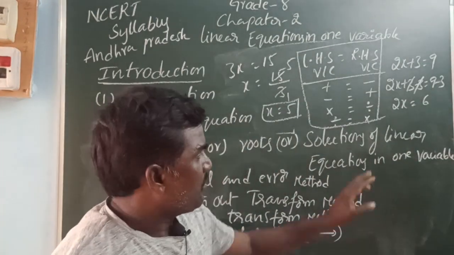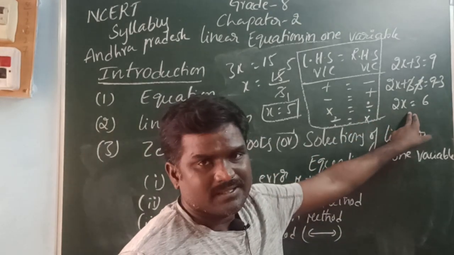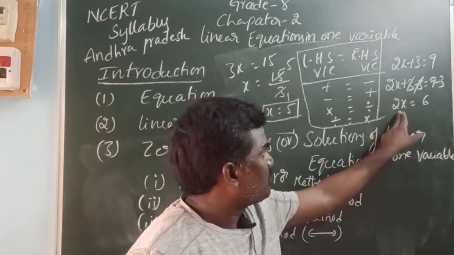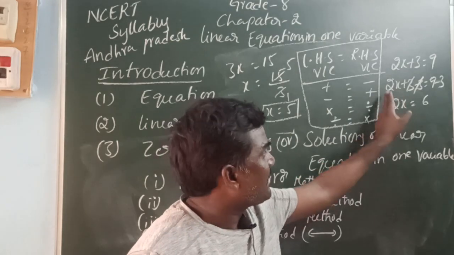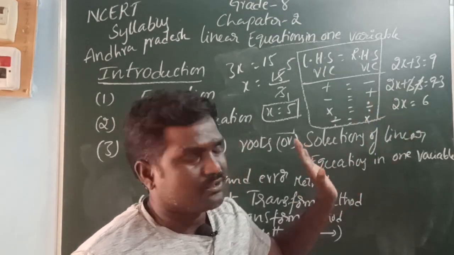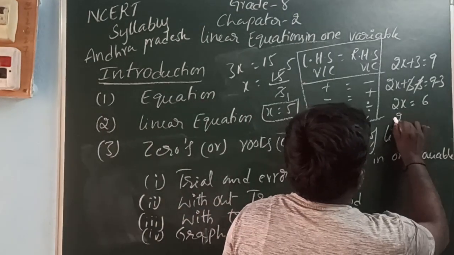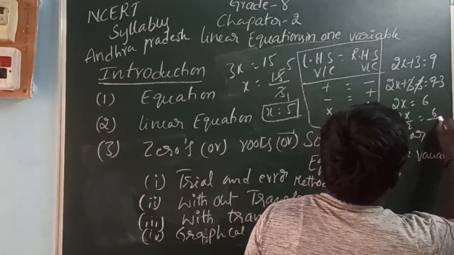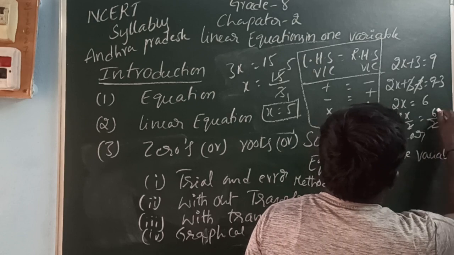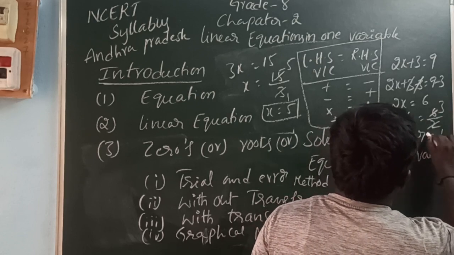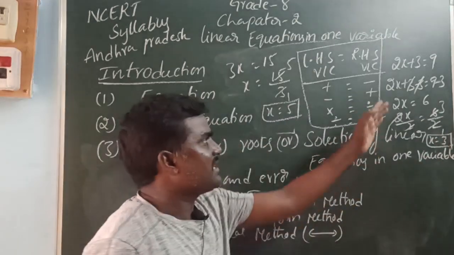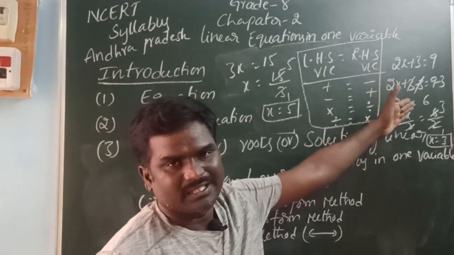Next, 2x means 2 into x. Here 2 is multiplied, so we need to remove the 2. How can we do that? Divide both sides by 2. That is 2x by 2 is equal to 6 by 2. The 2s cancel. 2 ones are 2, 2 threes are 6. That is x is equal to how much? 3. This method is called the without transform method.